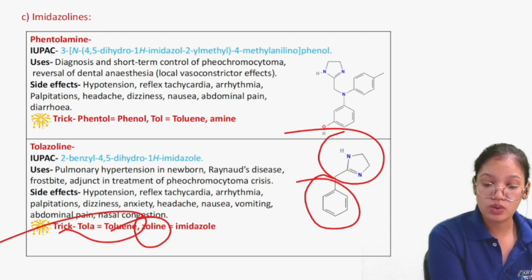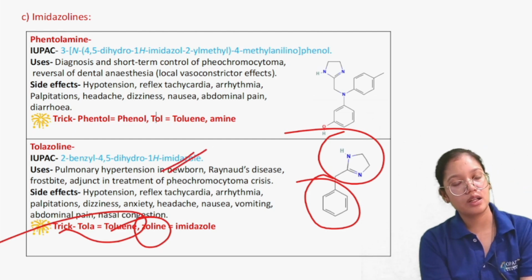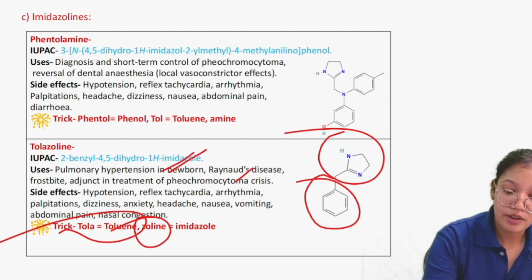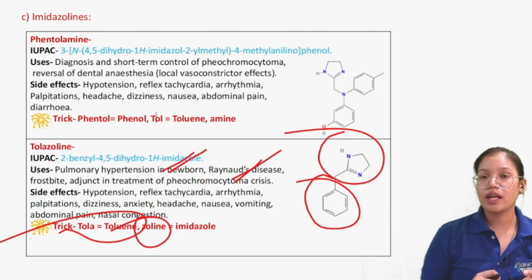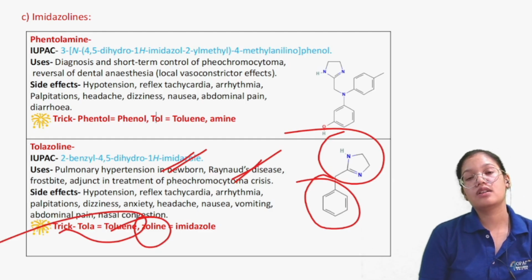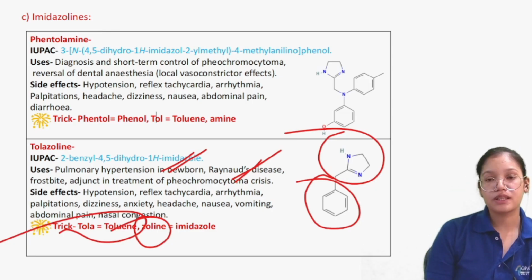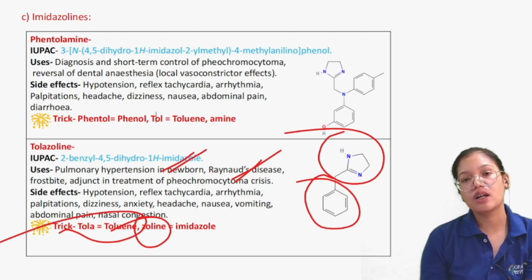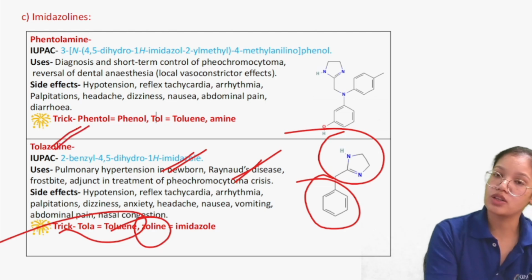If we go on to the uses: pulmonary hypertension in newborns, so it can be used for newborns. Raynaud's disease. Now what is this Raynaud's disease? Basically, in response to severe cold or due to emotional stress, there is constriction of the blood vessels in our fingertips, and due to that our tips become bluish in color. So that is called Raynaud's disease. For treatment of that, tolazoline can be used.